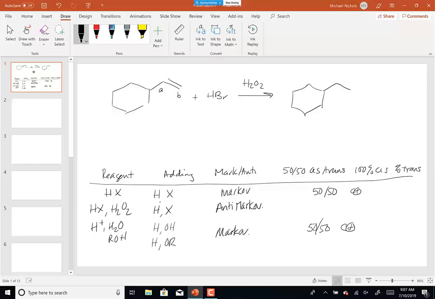How am I adding that? Anti-Markovnikov, so where should the H go? On carbon A or carbon B? Carbon A. So the H will go on carbon A, and the bromine will go on carbon B. And that's anti-Markovnikov? So anti-Markovnikov means the exact opposite of Markovnikov. Remember, Markovnikov is the carbon in the double bond that has the most hydrogens gets the hydrogen, and anti-Markovnikov is going to be exactly opposite. So that's correct. H would go on carbon A and Br would go on carbon B, because the bromine is going to add to the least substituted carbon.